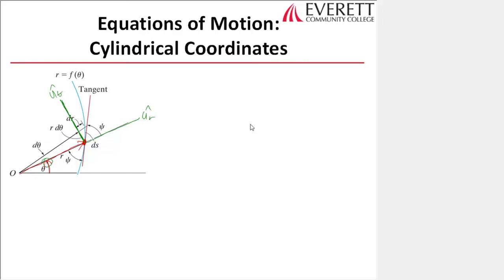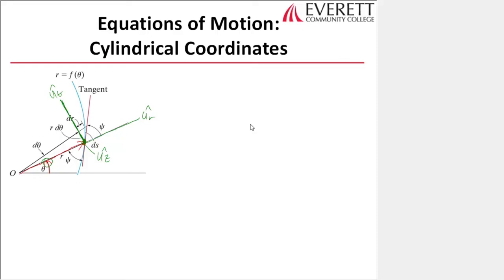Does anybody know what the third one is for cylindrical? UZ. UZ is the third one. And UZ is the exact same thing as K. There is no difference between UZ and K. We just use UZ in cylindrical. We'll use K in rectangular. So we have UR, U theta, and then a UZ in this case would just be coming out of the board. That would be our UZ.